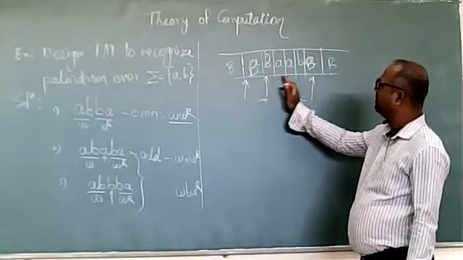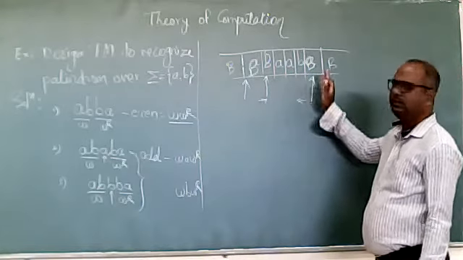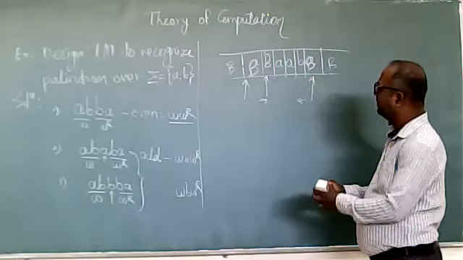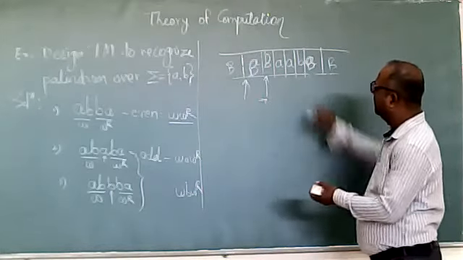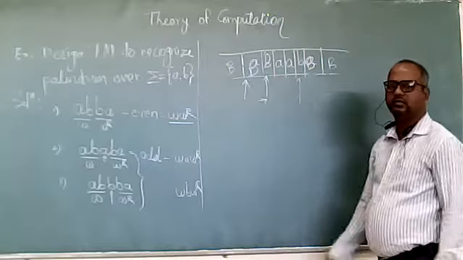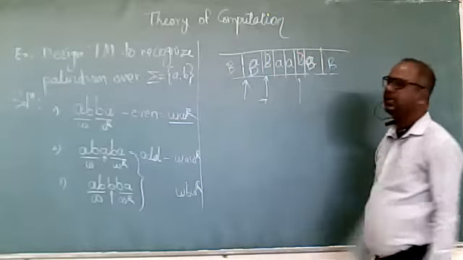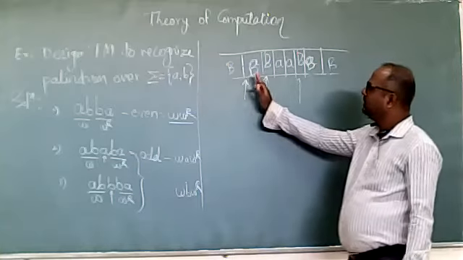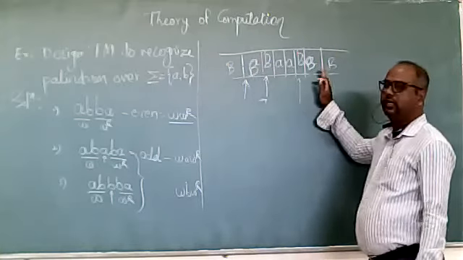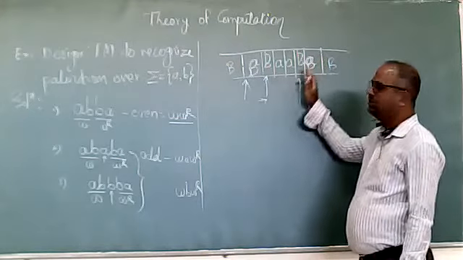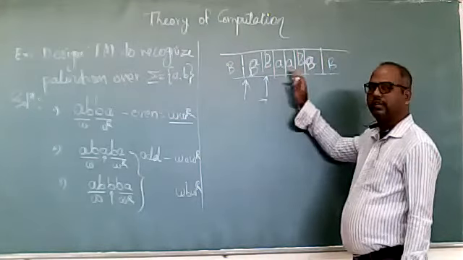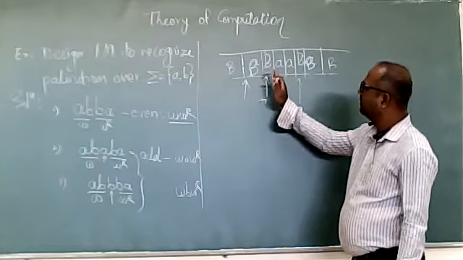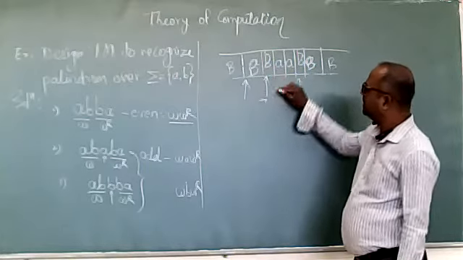Skip everything to the right. When we get the blank, keep this blank as it is and go left. If it is b, make it blank. So what we are saying: first a, last should be a. Second b, second last should be b. Likewise, now blank, again skip everything, and when we get the blank, keep it as it is and change the direction to right.